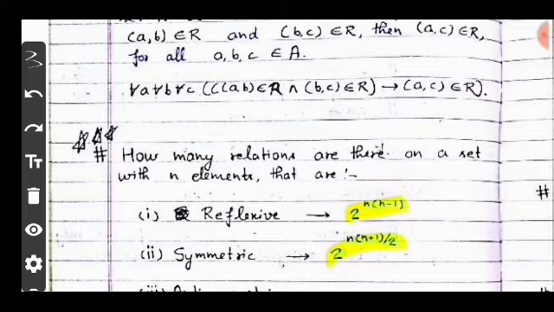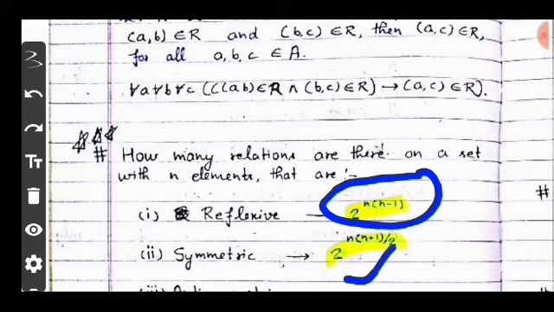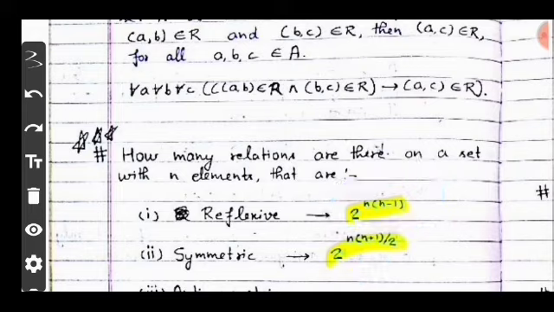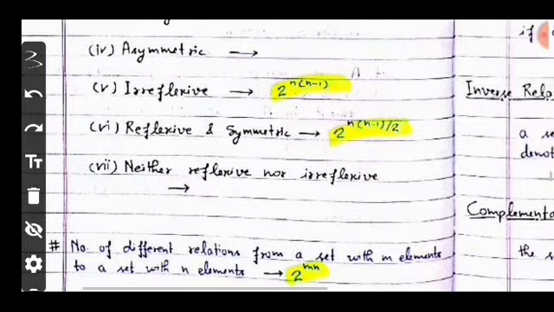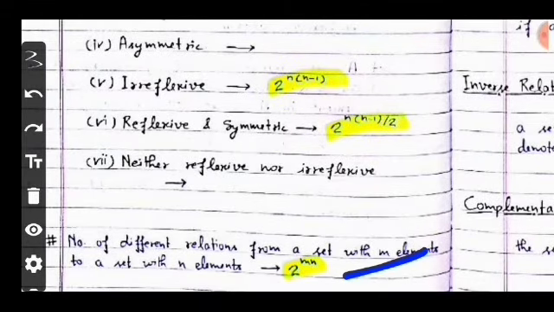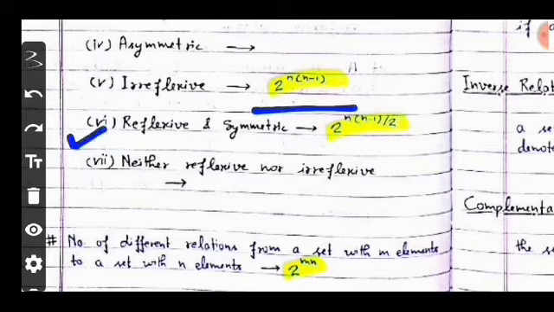So we say that there is 2 to the power of n into n minus 1, and also in perspective of symmetric we say that the total number of relations is 2 to the power of n into n plus 1 by 2. So now move on. Next important relation, the number of relations in perspective of irreflexive, that is 2 to the power of n minus 1, and reflexive and symmetric. So we say that the total number of relations is 2 to the power of n into n minus 1 by 2.